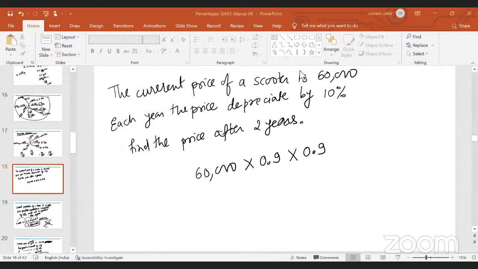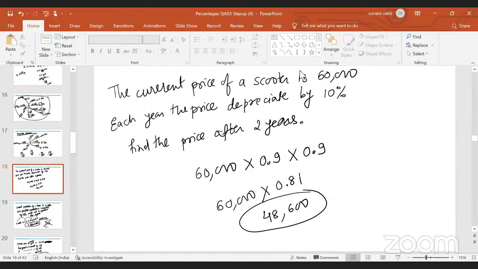So the final answer will be 60,000 into 0.9 into 0.9, 0.81, and you multiply it with this 60,000. So you will get 48,600, right? Correct? Mute yourself, everyone. Please mute yourself.